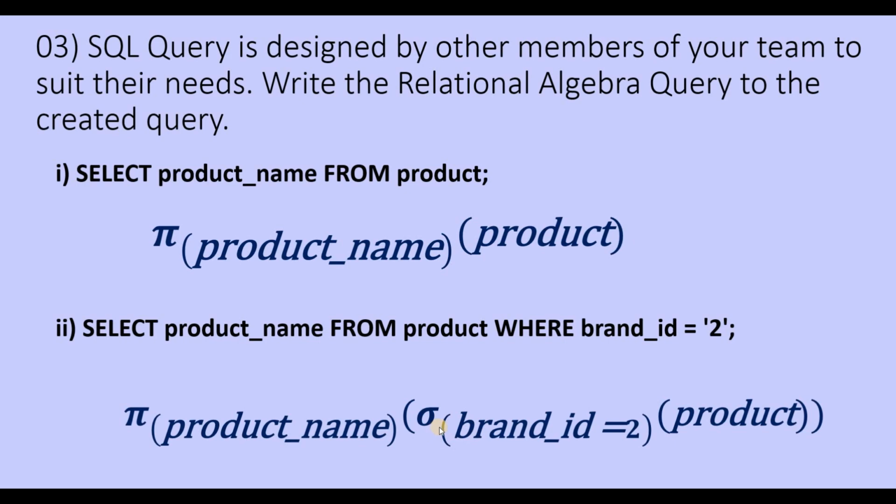First of all, I have used the selection operator by selecting the products with brand ID 2. Then I have used the projection operator to get the product names corresponding to the brand ID 2. So here's the answer for the second part of the third question.